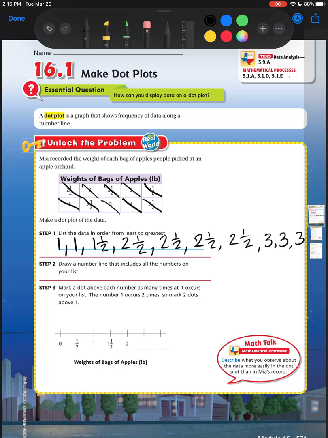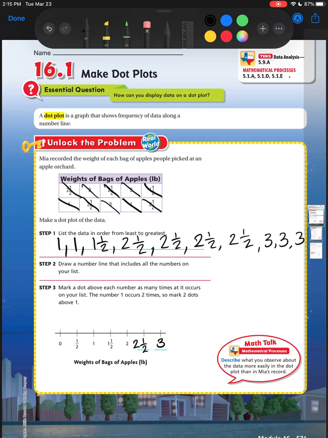All right, now we can draw our number line that includes all of our numbers on our list. Since we're going from 1 to 3, we could start at 1. Our number line starts at 0, but we need to make sure it goes all the way and includes all those numbers. Since we have our halves, I think we should count by half increments. So 0, half, 1, 1.5, 2, 2.5, and then 3. That's going to include all of our numbers. Not every single number needs to have a dot above it, but you do need to have a number line that counts evenly and will include all of your data.